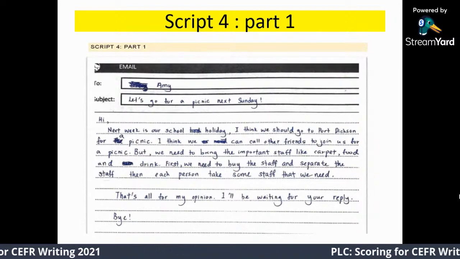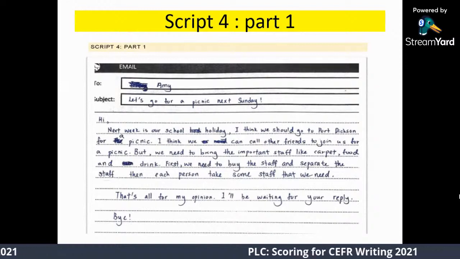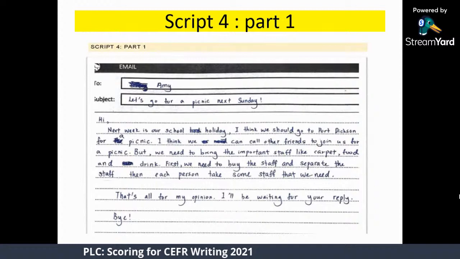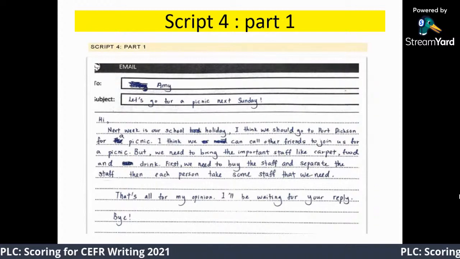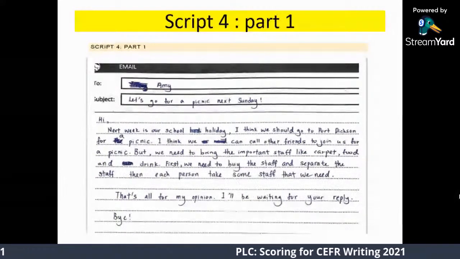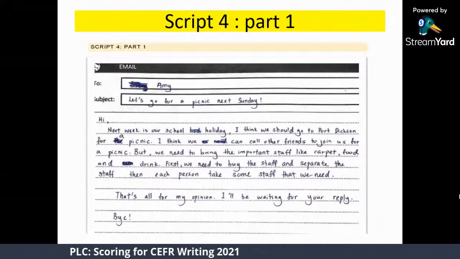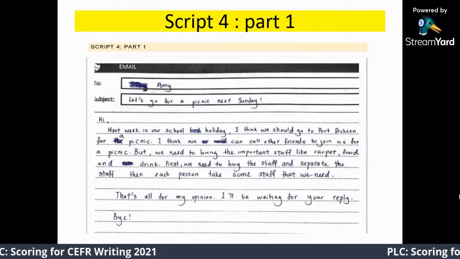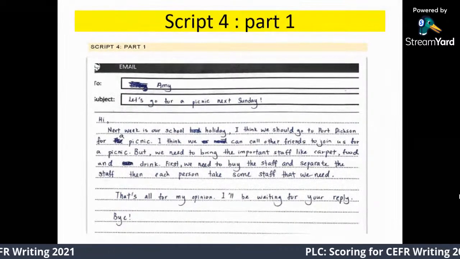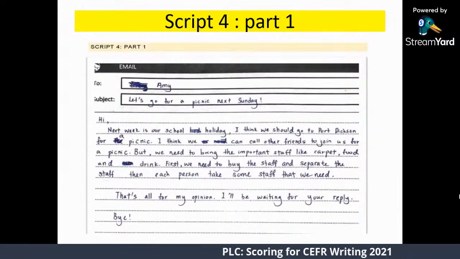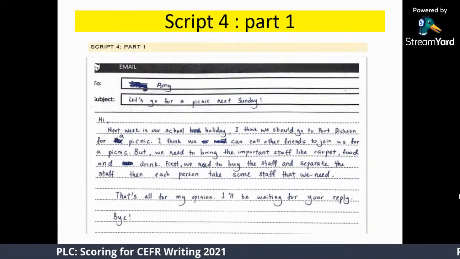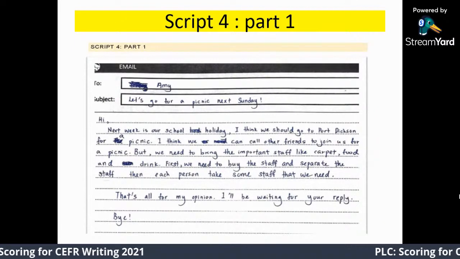Next week is our school holiday for a picnic. I think we can call or mission our other friends to join us for a picnic. But we need to bring the important stuff. Okay, stuff is an error. It should be things or stuff. Okay, like carpet. I think carpet again, not so suitable. It should be mat. Okay, food and drinks. Drinks should be in the plural form. First, we need to buy the stuff. Okay, again, stuff. It's an error because it's repetitively used, right?